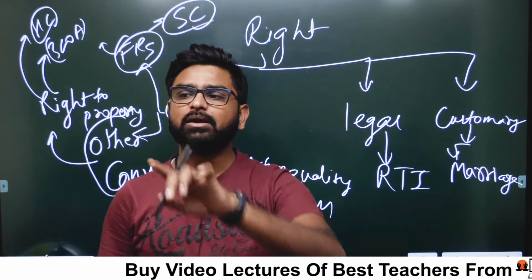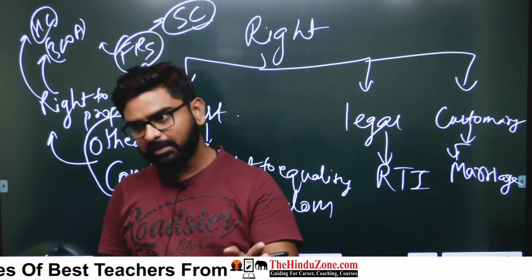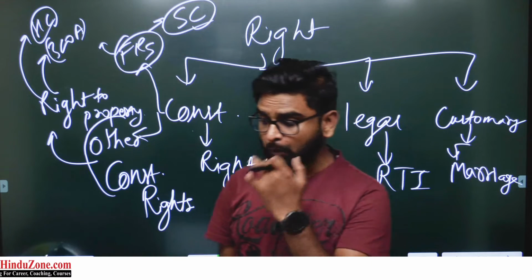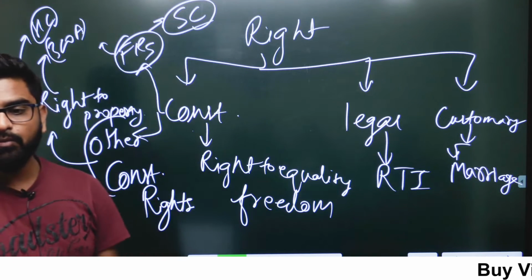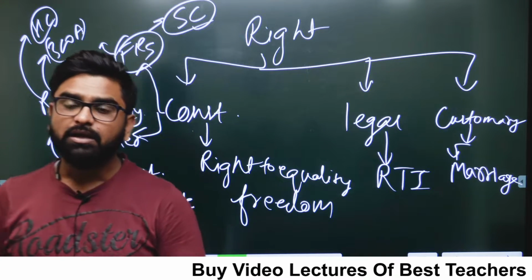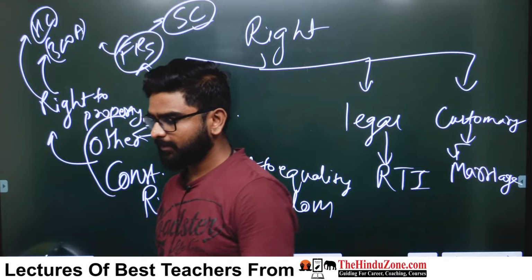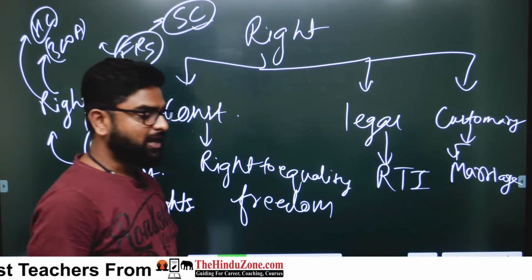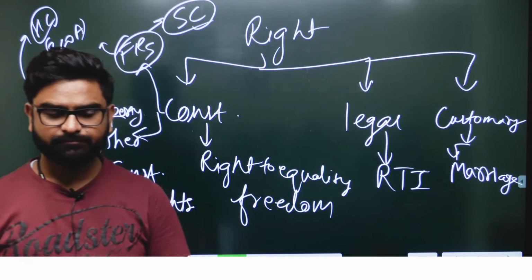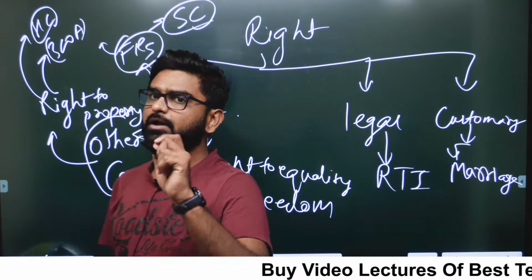Constitution of India. Within bracket, write down Article 32. We will know Article 32 when we do Article 32. For now, know this. Full stop. The Supreme Court cannot deny the enforcement of fundamental rights. Full stop.